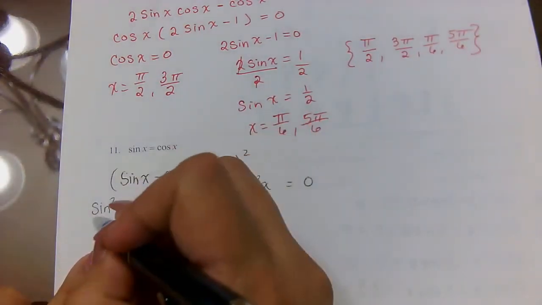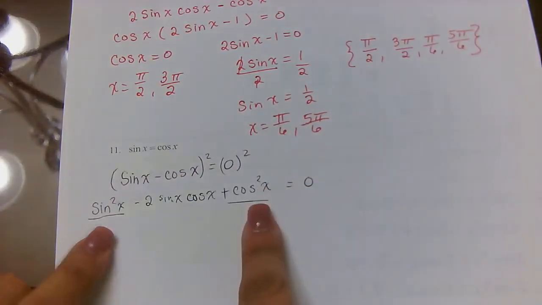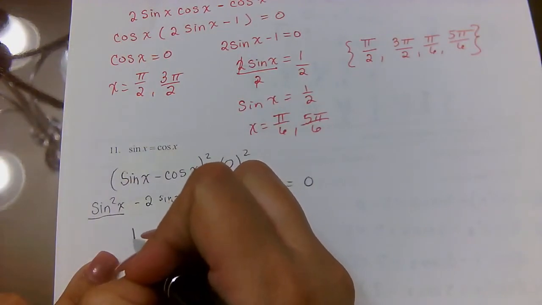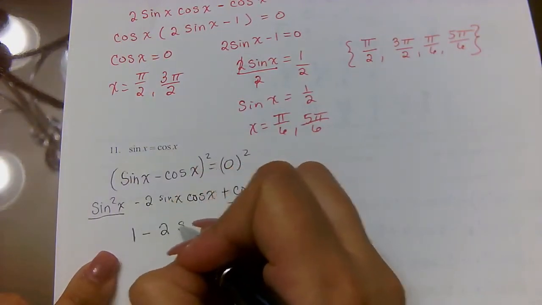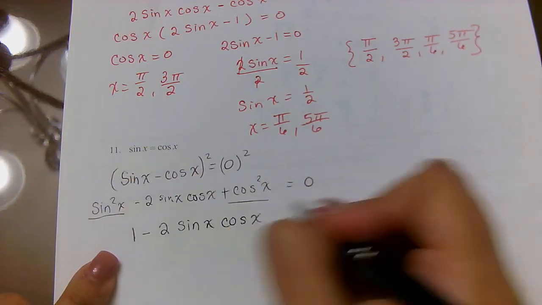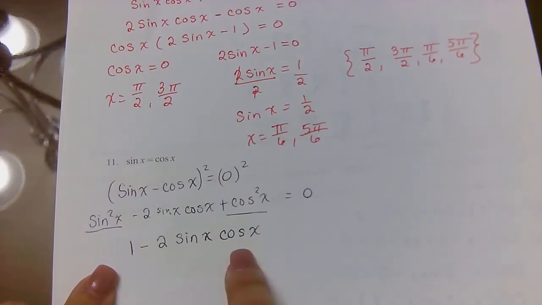Now, notice if we combine our sine squared x plus our cosine squared x, that is equal to 1. So I'm going to have 1 minus 2 sine x cosine x. Okay, so now we still have that problem where we have two trig functions and they're not canceled out and we can't make it into a tangent or anything like that.